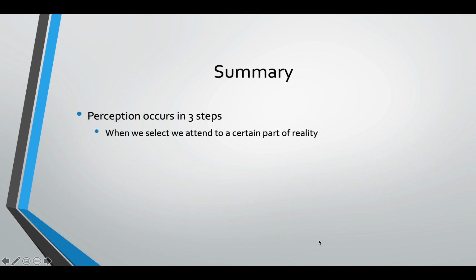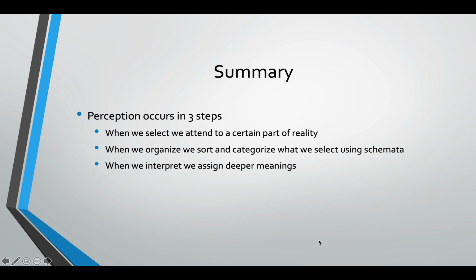Perception occurs in 3 steps. When we select, we attend to a certain part of reality and give that part of reality some stability. When we organize, we sort and categorize what we have selected. We begin to structure that stimulus, and we interpret, we assign deeper meanings.